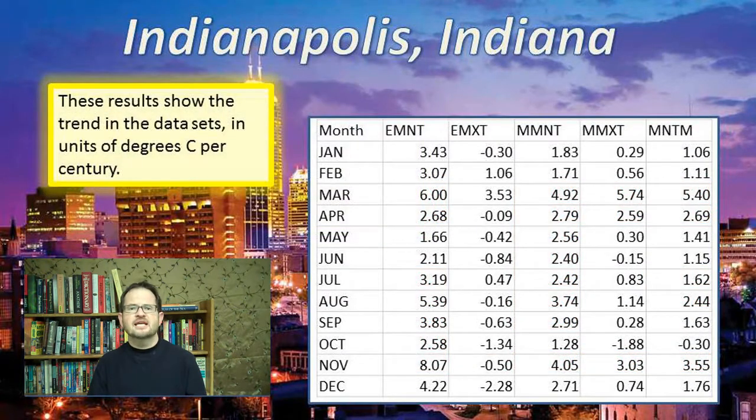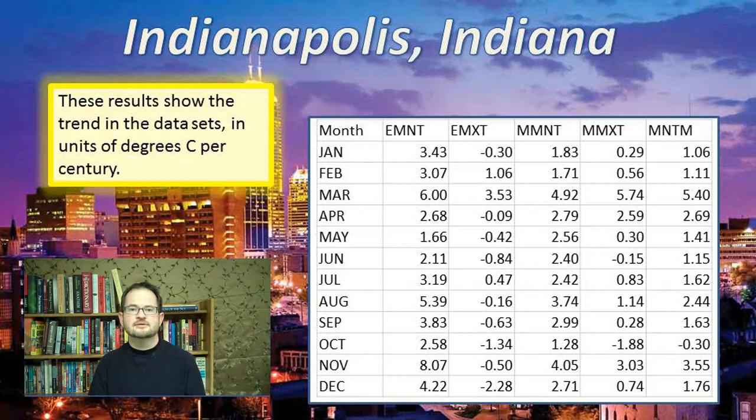For example, take a look at this table, which shows the actual trend that I computed for all 60 of the data sets associated with Indianapolis. These temperature trends are shown in degrees Celsius per century. For some of the months the trends are big, and some of the months the trends are small. Some of the trends are positive, for some the trends are negative, indicating that the temperatures are actually decreasing with respect to time.